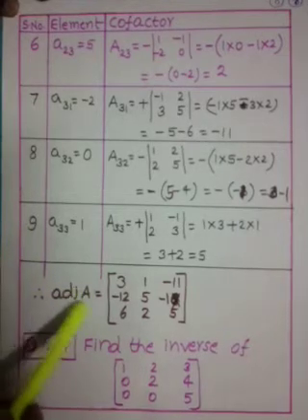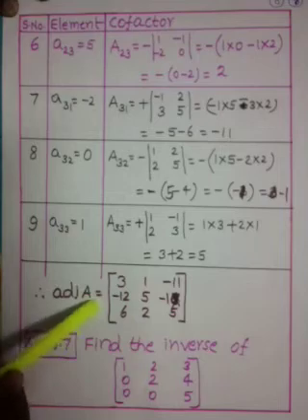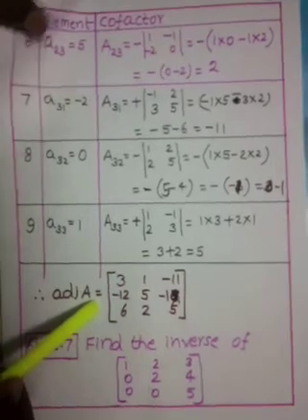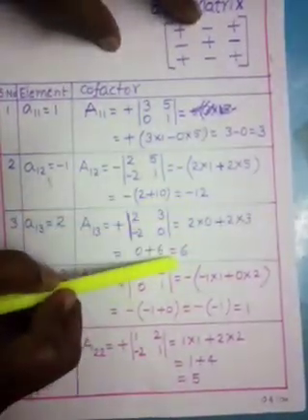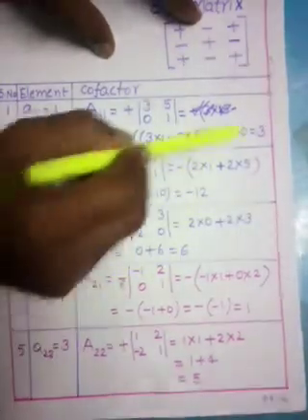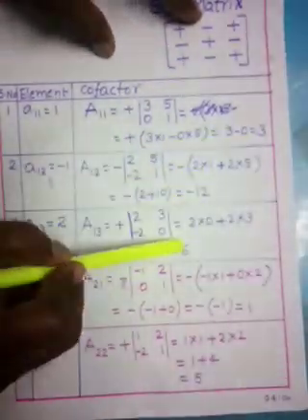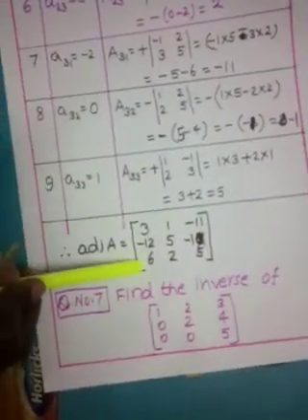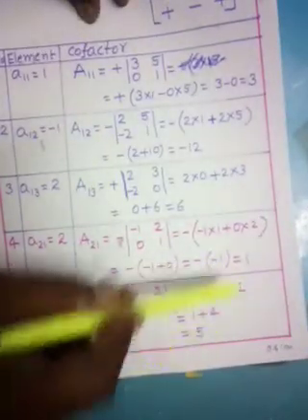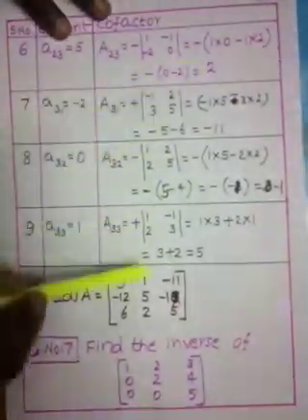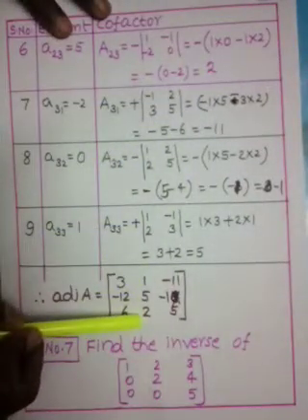write adjoint A. Okay, my children. See here, we found the cofactors. Here we found 3, minus 12, 6. Actually these are the cofactors of the first row, but we write these 3 elements as the first column. 3, minus 12, 6. Understood, my dear children? Now the next 3 elements are the cofactors of the second row: 1, 5, 2. We write these 3 elements as the second column, not the second row.